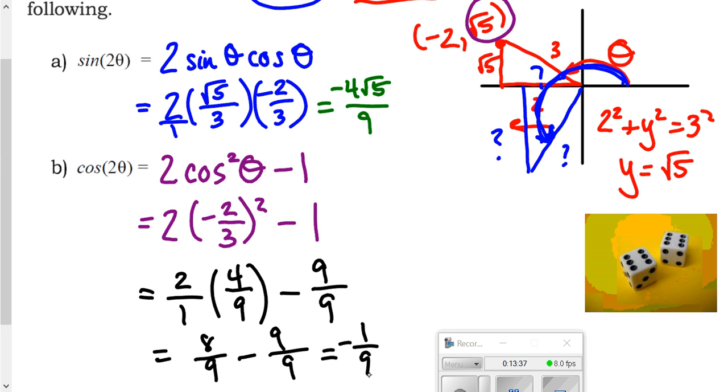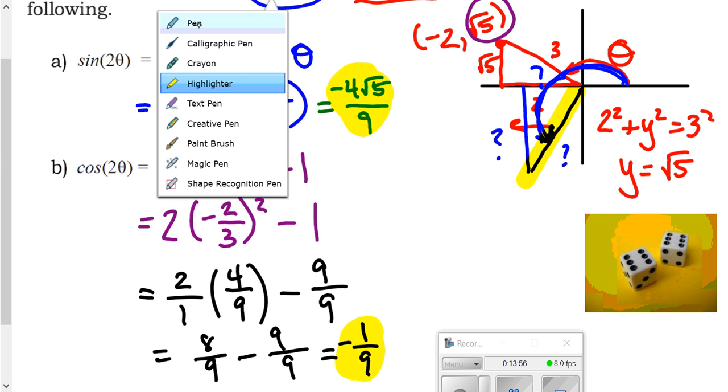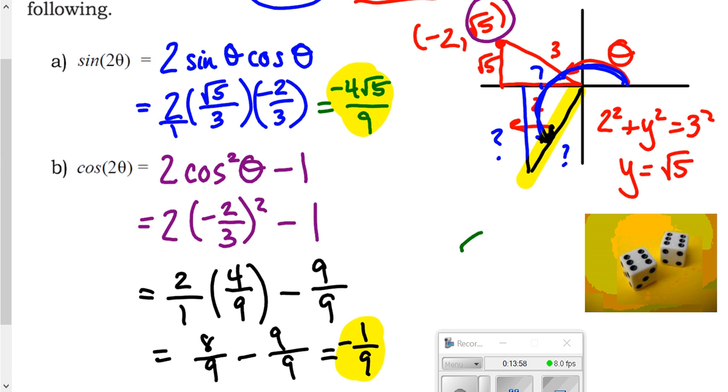Now, an interesting thing you could observe is we got an answer for sine that is negative, and we got an answer for cosine that's negative. And the quadrant in which sine and cosine are both negative is this quadrant here, quadrant 3. So it makes sense, right? You can do a little plus minus check of reality, okay? That is the joy of the double angle formula.